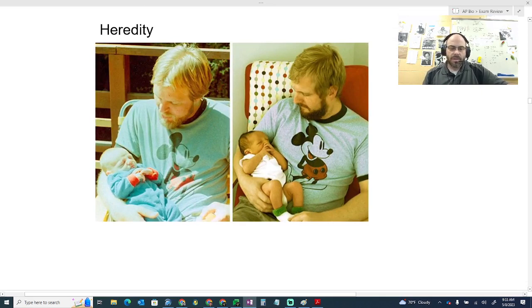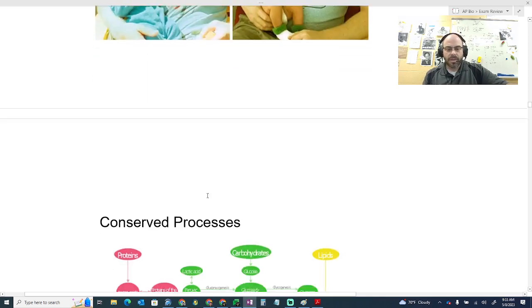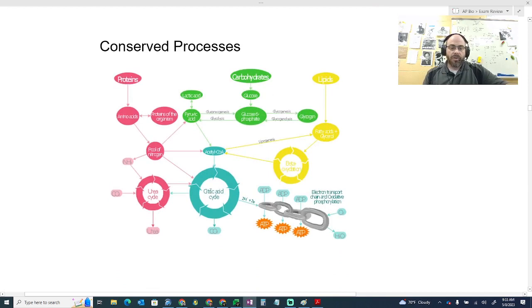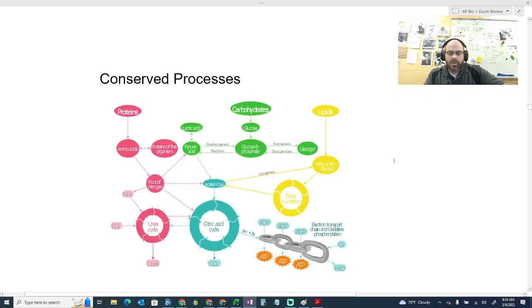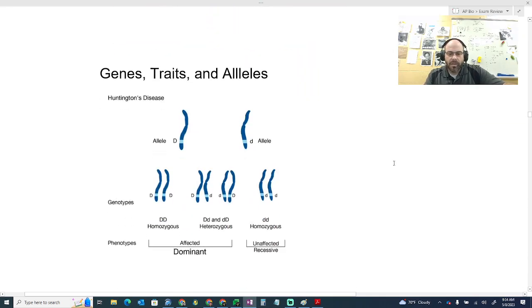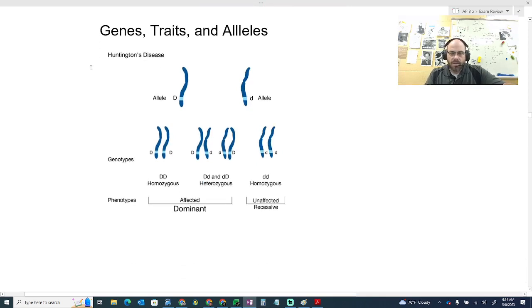I like this picture because here's dad holding baby, and then here's baby grown up holding new baby. And it's just cool to show how heredity works, I guess. Heredity is a conserved process. What does conserved process mean? This means that this is a process that all organisms on Earth have. We've talked about a couple of these with cellular respiration, photosynthesis. Photosynthesis is not something all organisms have, but glycolysis would be a conserved process. And so this was just something that was in the AP literature, and I felt like I needed to mention it. All right, so let's talk about a couple of these terms here.